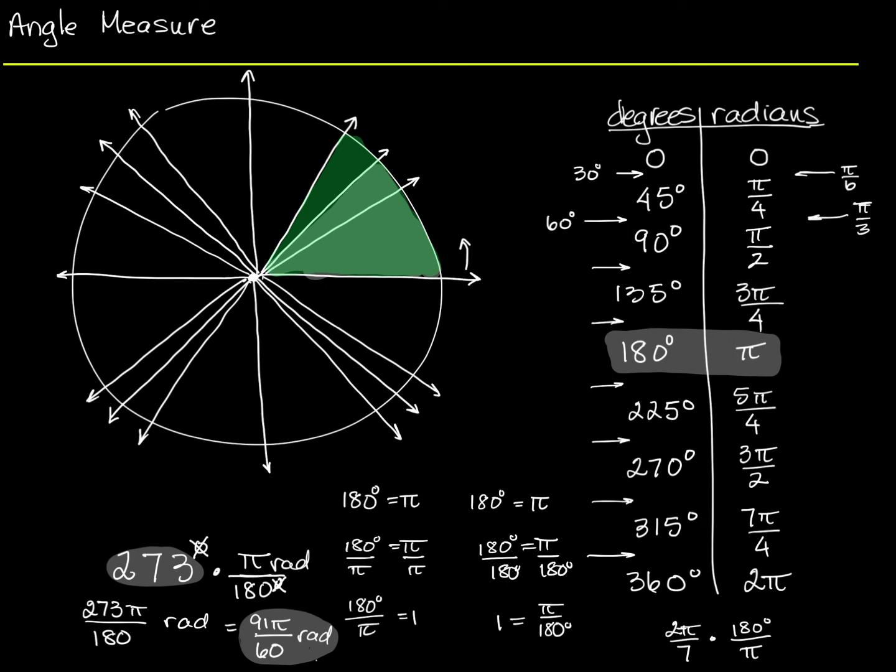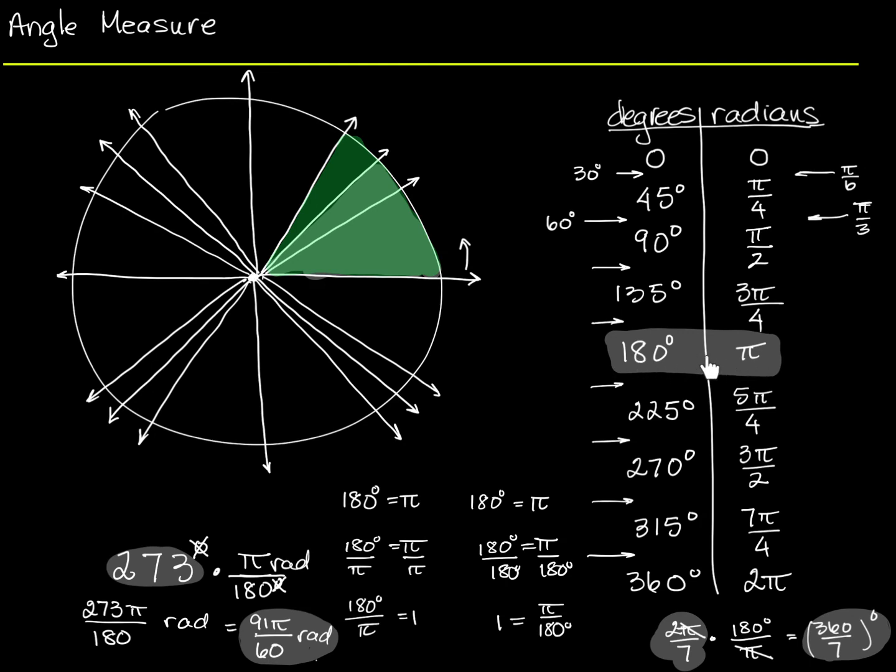And when I do that multiplication, the pi's cancel, and I get 360 divided by 7 degrees. That doesn't reduce. So that's my answer. This is how many degrees 2 pi over 7 radians is.